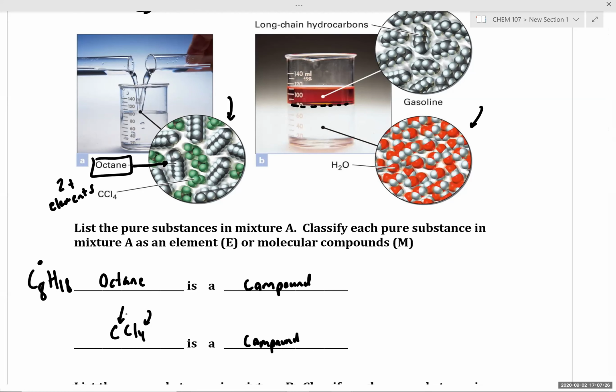Does that make sense to everyone? Elements have just one element in their formula, and they can have any number of atoms. Compounds have two or more different elements chemically bonded as part of their formula. Does that make sense to everyone? Any questions on that?